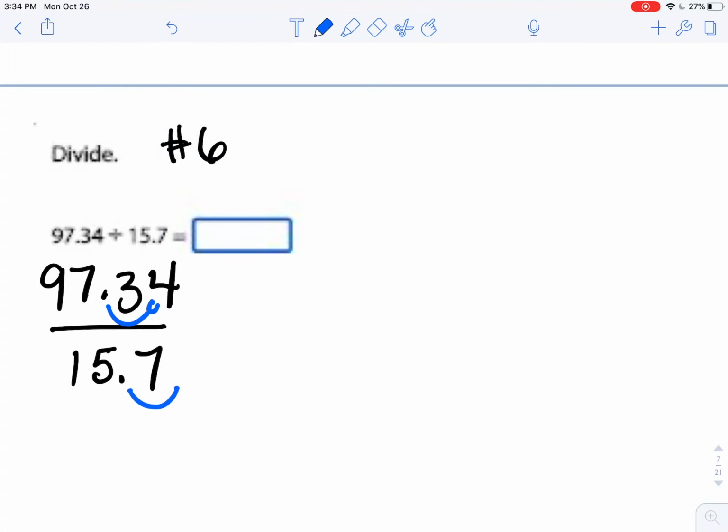One place. My new problem is 157 goes into 973.4, decimal point up there. I am now set to divide 157 into 973. All right, well, let's do some estimating. If this is 200 and this is 1,000, that would be 5. 690. Let me try 6.